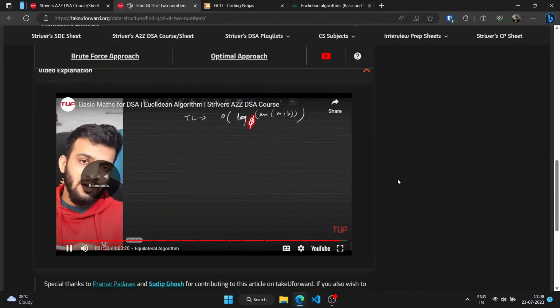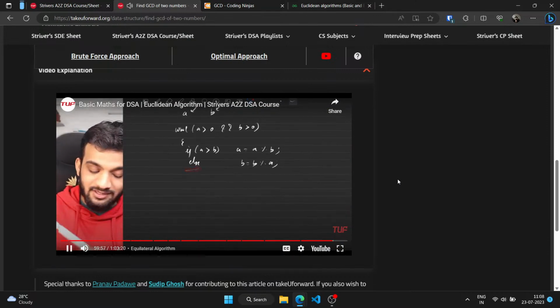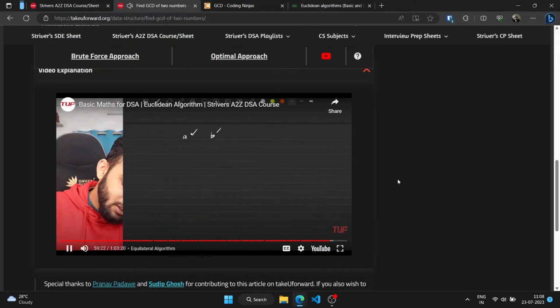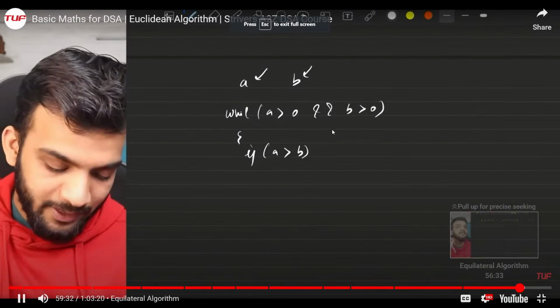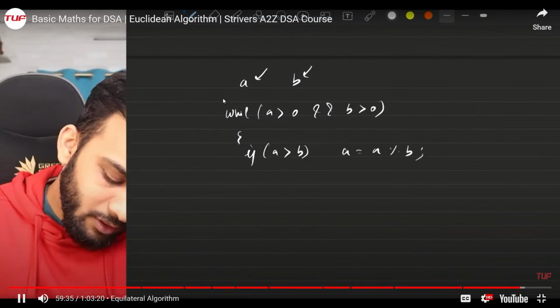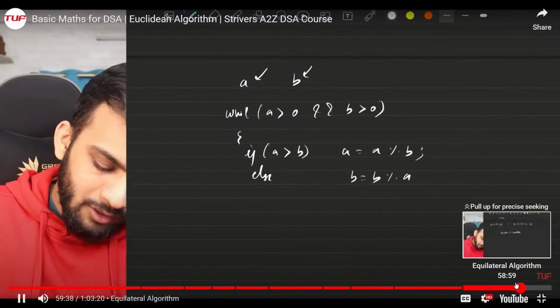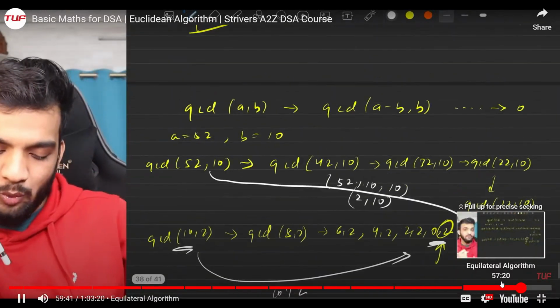Can I say you go on till both of them are greater than 0? Very simple. And I know one of them will be greater. Either A will be greater, in that case I'll do A modulo B, or else if B is greater, I'll do B modulo A. Instead of swapping, changing, because I did not want to get into swapping.